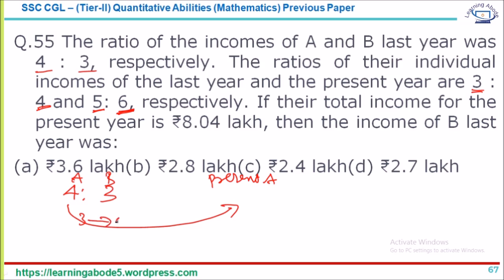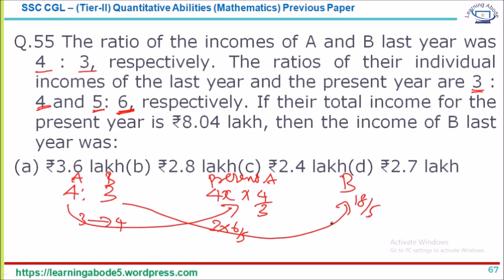Now how will 3 become 4? You have to multiply by 4/3. Okay, so now if this value is 4x, right, multiply by 4/3. Now the present value for B, earlier let's say it's 3, now the ratio is 5:6. That is, if it was 5 lakhs earlier, now it is 6 lakhs. So you have to multiply by 6/5. So 3 into 6/5, that's 18/5 is the present worth of B. Okay, so it is 16/3 and 18/5 is the present worth of these two, right?